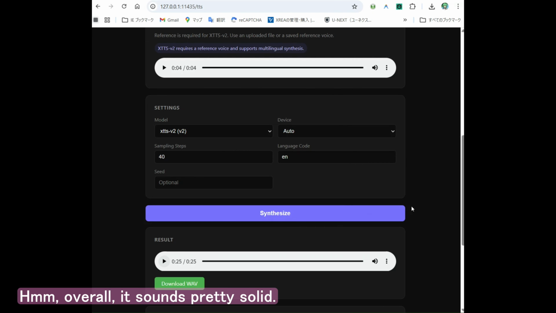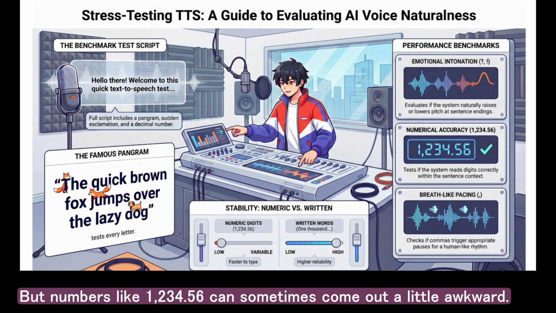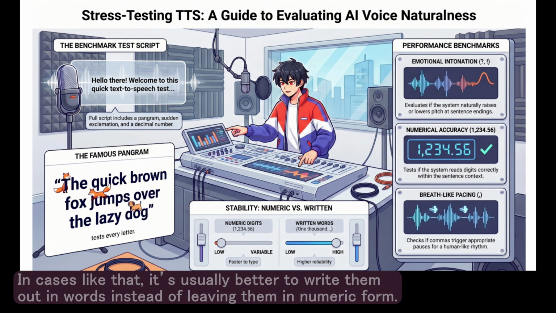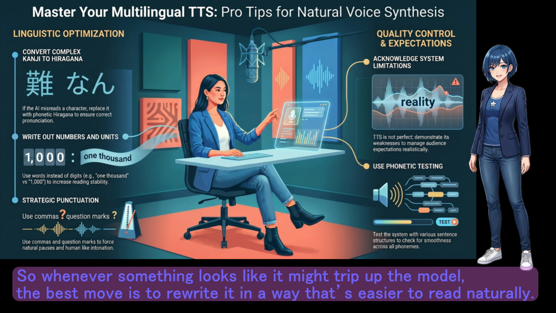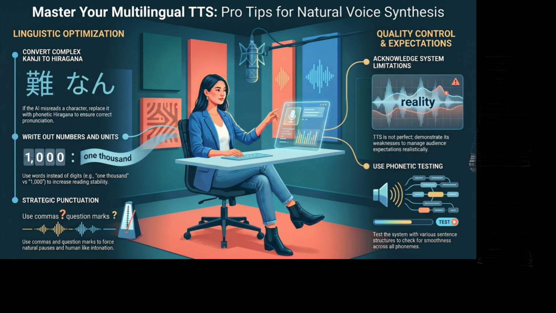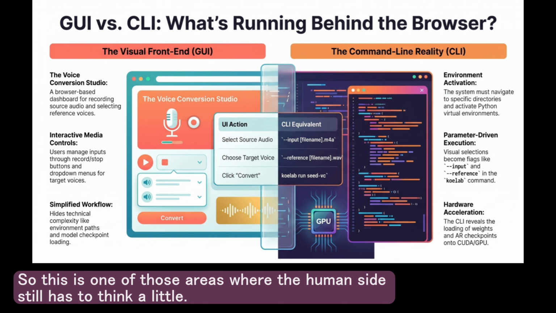Overall, it sounds pretty solid. That said, numbers like 1234.56 can sometimes be read a little awkwardly. In cases like that, it's usually better to write them out in words instead of leaving them in numeric form. Got it. So whenever something looks like it might trip up the model, the best move is to rewrite it in a way that's easier to read naturally. Exactly. Even paid services can sometimes miss the intended pronunciation. So this is one of those areas where the human side still has to think a little.